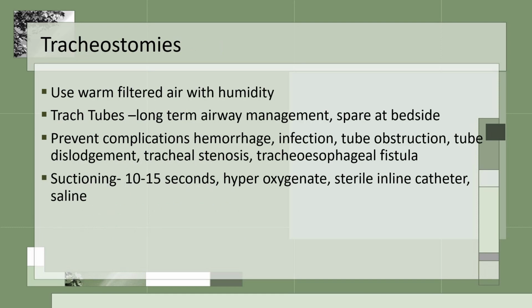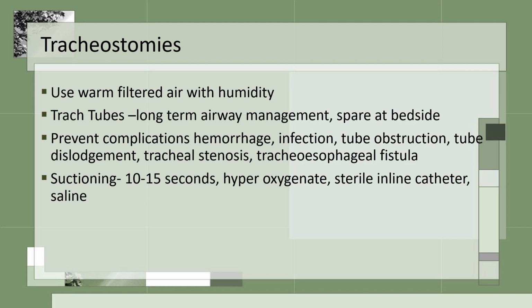So just a little refresher on tracheostomies. Make sure you're using warm, filtered air with humidity. The trach does not receive that warm air automatically like our nose does for our trachea. Our nose is the one that's warming that air, making sure it's filtered with the cilia in our nose, and it also adds humidity in our nasal passages. So we have to create that artificially.